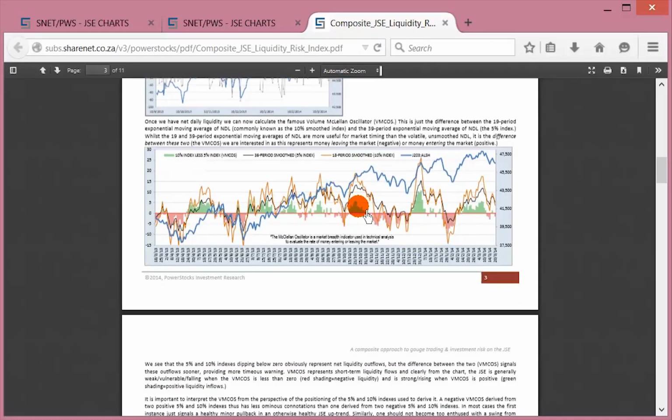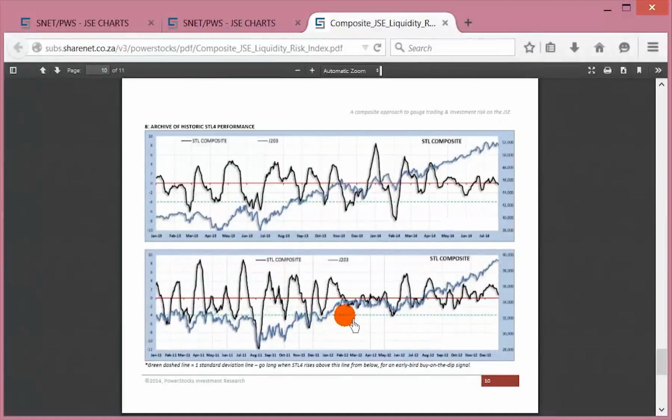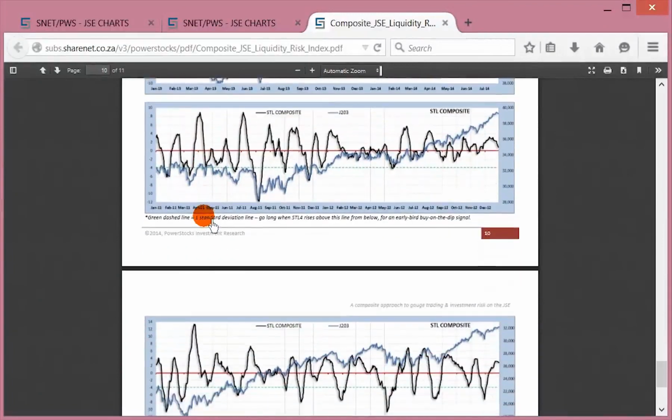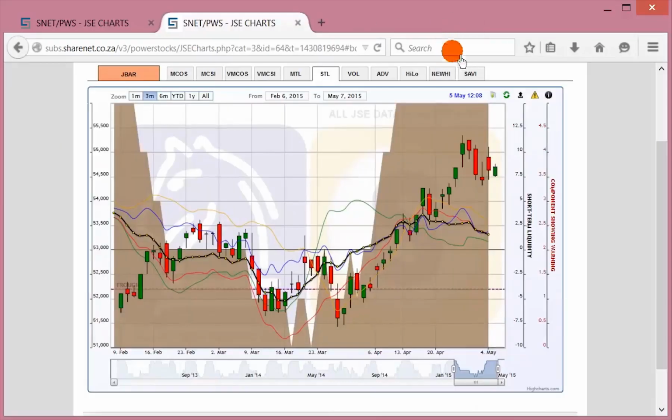So this is quite a sophisticated hedge fund class tool that Powerstock subscribers can use to determine whether we're in trouble on the JSE or not, because most novices on the JSE are buying shares when they shouldn't be and selling shares when they shouldn't be. And this liquidity indicator will keep you out of most of that trouble. Then there's the composite's history going back through time. We've got an archive of historic performance going back right to before the Great Recession. God, look how it kept us out of that. Beautiful. Just the kind of thing you would want to keep you out of trouble.